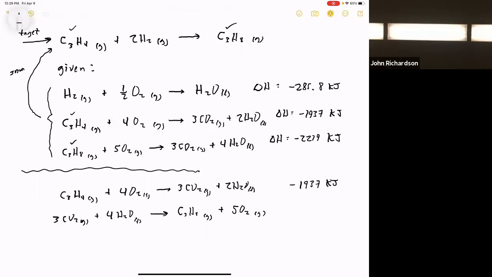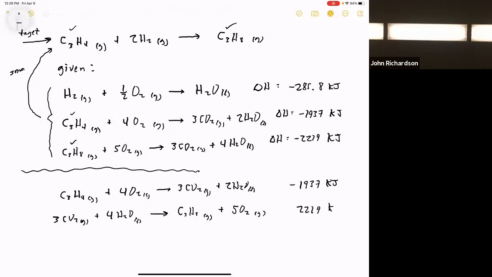Okay, but here's the thing we have to remember. If I flip a reaction, what do I have to do to the original delta H that's given? Okay, here's the rule. If I flip a reaction, all I have to do is change the sign of the assigned delta H. So notice in the original C3H8 reaction, as given, the delta H is minus 2219 kilojoules. But if I flip the reaction, all I'm going to do is change the sign. So now that's going to become a positive 2219.